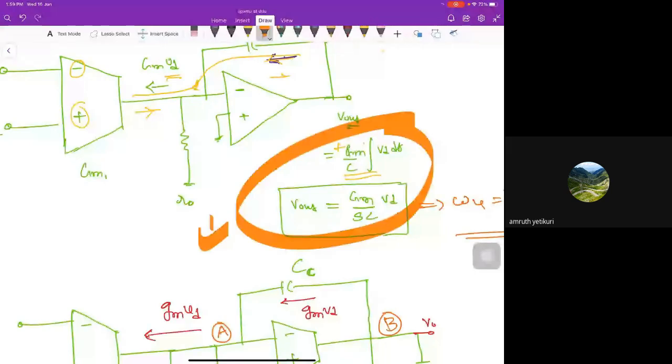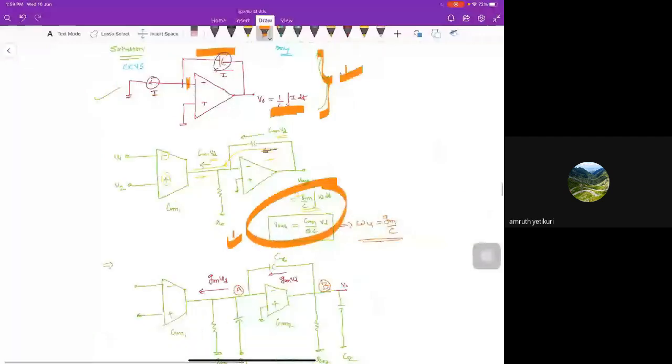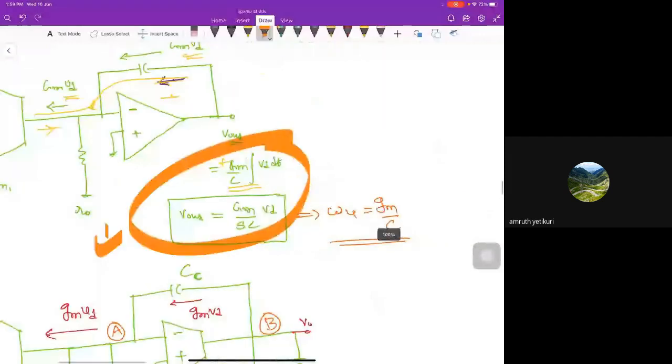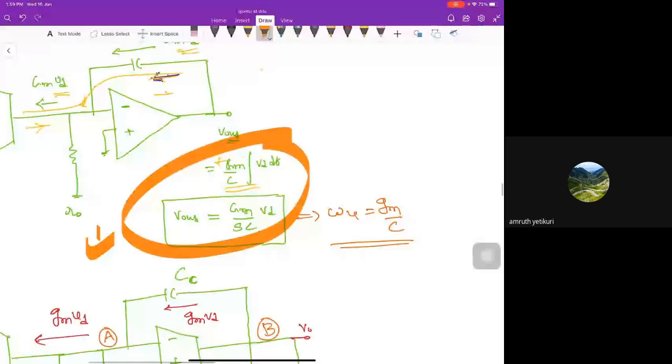So this is my integrator, and this integrator has an omega u, that is the UGB. We already saw the loop gain, that is gm by C. Please keep this number. I think it will get clear in your mind, right? So this is the thing.